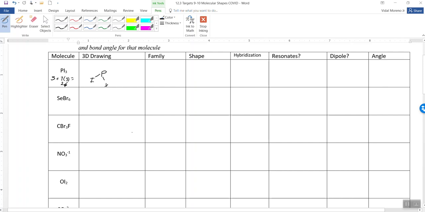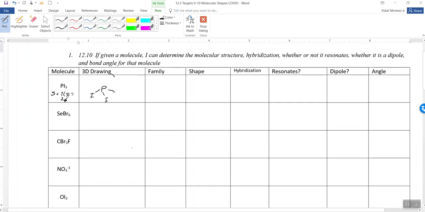I, I, I. 26: 2, 4, 6, 8, 10, 12, 14, 16, 18, 20, 24, 26. That is perfect. Tetrahedral, because you have four sides, and a pair of electrons can be a side. If it's 3 and 1, it's pyramidal.